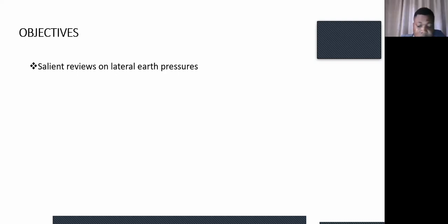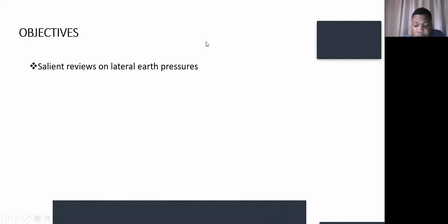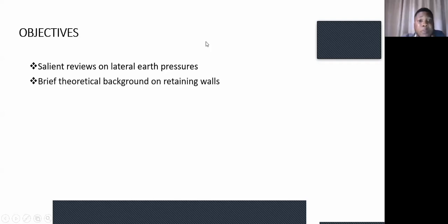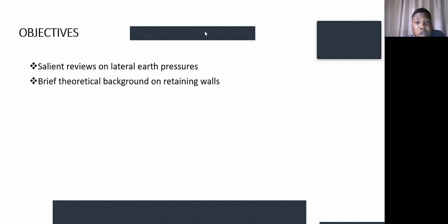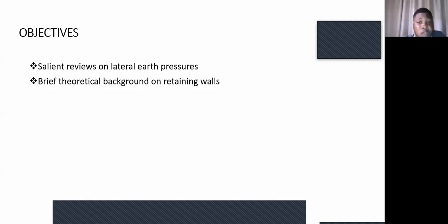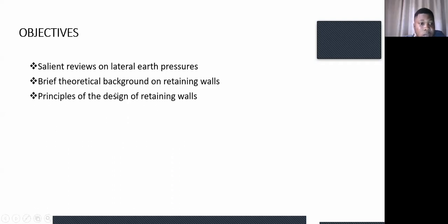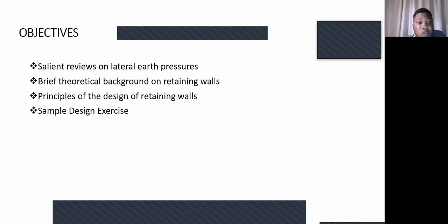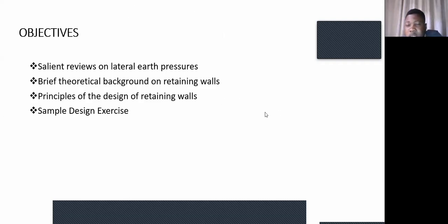So we have to do a salient review on lateral earth pressures, and then a brief theoretical background on retaining walls. Fully aware that we're having OBJ tomorrow, just speak briefly on retaining walls. So you probably don't need to go back to your slide after the tutorial. Then principles of the design of retaining walls, we speak about that, and then we move on to a sample design exercise.